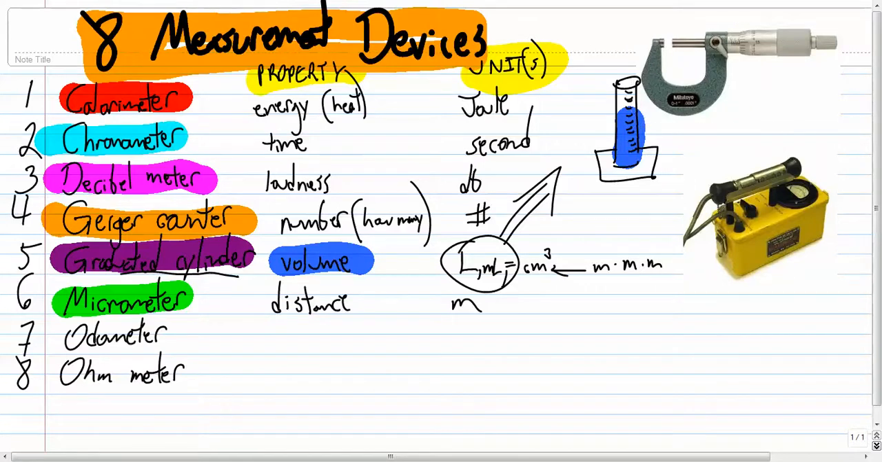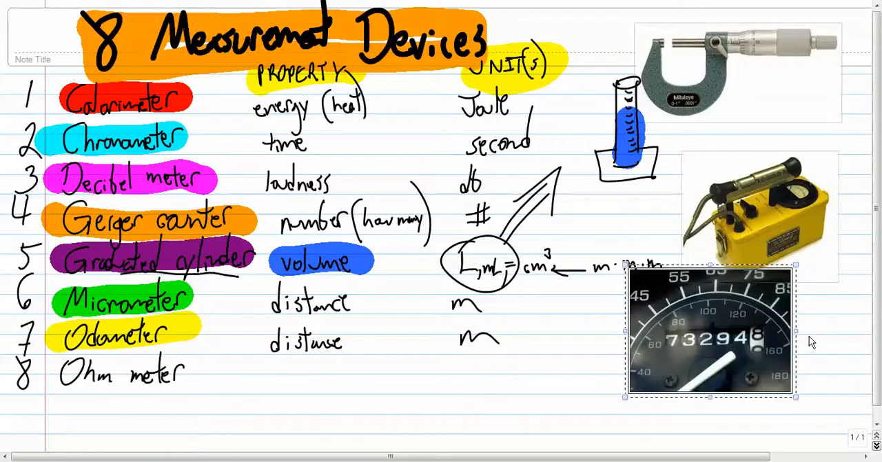So there's that. What's next? Odometer. This is one that hopefully many of you know. So an odometer, what it measures also is the property of distance. It tells you how far your car has gone. So in science, the best unit for that is the meter. So an odometer, you're very familiar with that. It's right here. It's this part with all the numbers, and that tells you how far the car has gone.